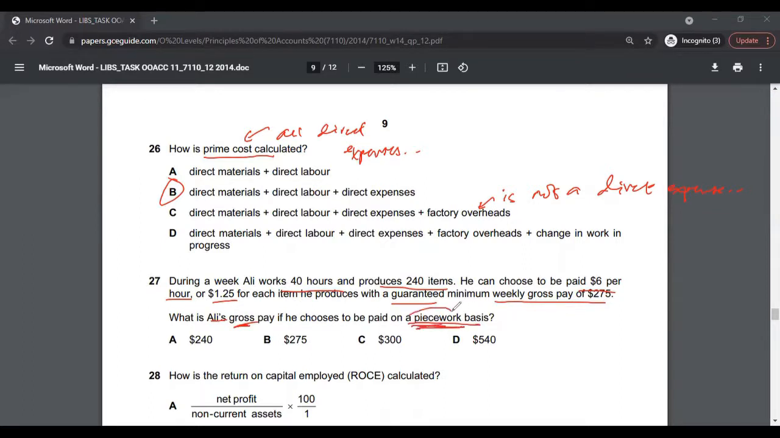So it's piecework basis. The question could also ask you hourly basis, then the answer would actually change a little, right? So piecework basically means that you are being paid by how much you produce. Ali produces 240 units, and for each unit he gets $1.25. So in total, the gross pay comes to $300. So the answer to multiple choice 27 would be option C, $300.